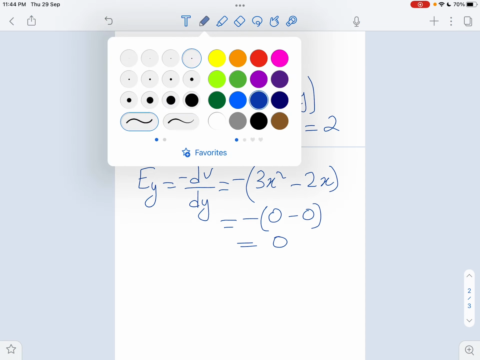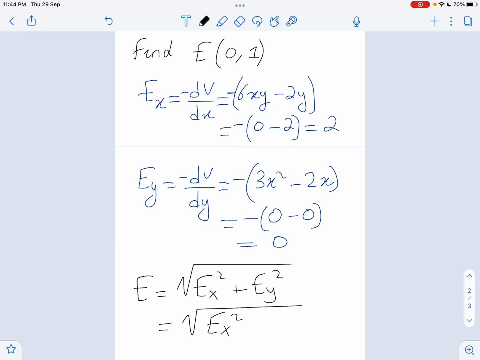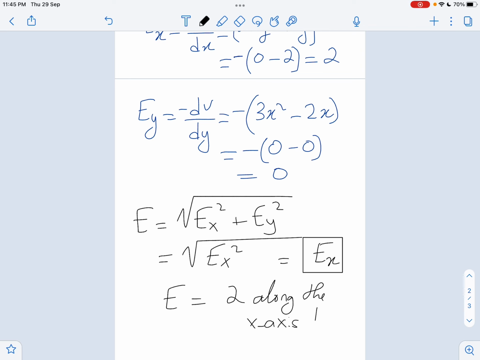Then, the total electric field, since I have EX and EY, is the square root of EX squared plus EY squared. We don't have EY, it's 0, so we have only EX squared because EY is 0. So the answer will be EX, which is in that case 2. So E is equal to 2. More than that, its direction is along the x-axis because it's equal to EX and it's positive, so it's 2 along the x-axis to the right.